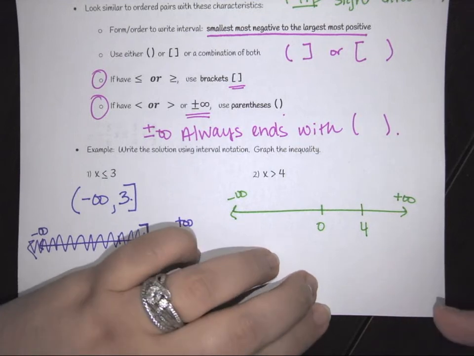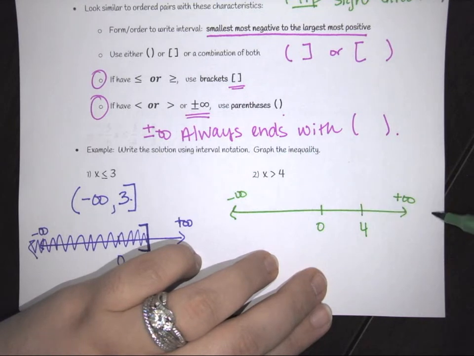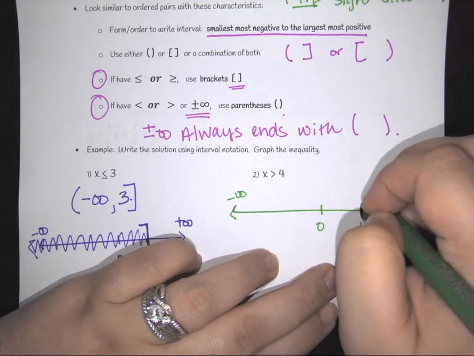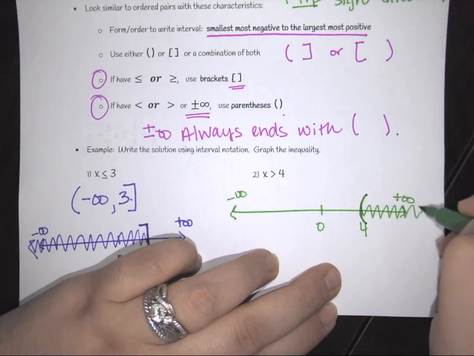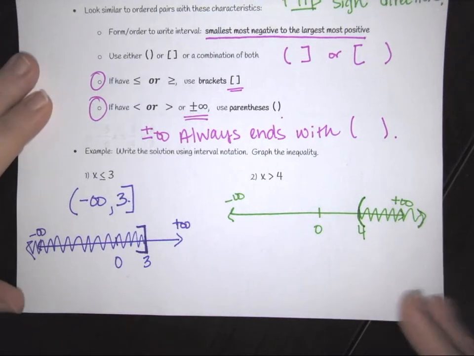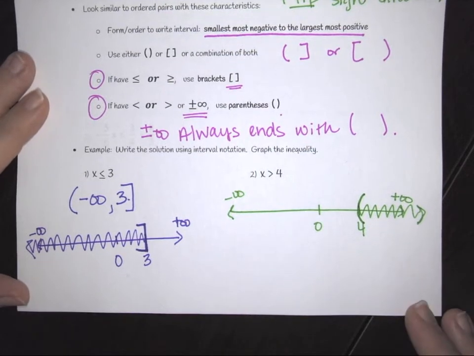And I want values that are greater than 4. Greater than means positive, so I'm going in the positive direction. And notice I don't have any bars underneath, so this is just simply greater than, which means I'm going to use a parenthesis. So I'm going to open my parenthesis right where that 4 is, and I'm going to shade in this direction, and I'm going to go through that positive infinity sign just to show that we are traveling on forever. Now notice that's just the graph part.